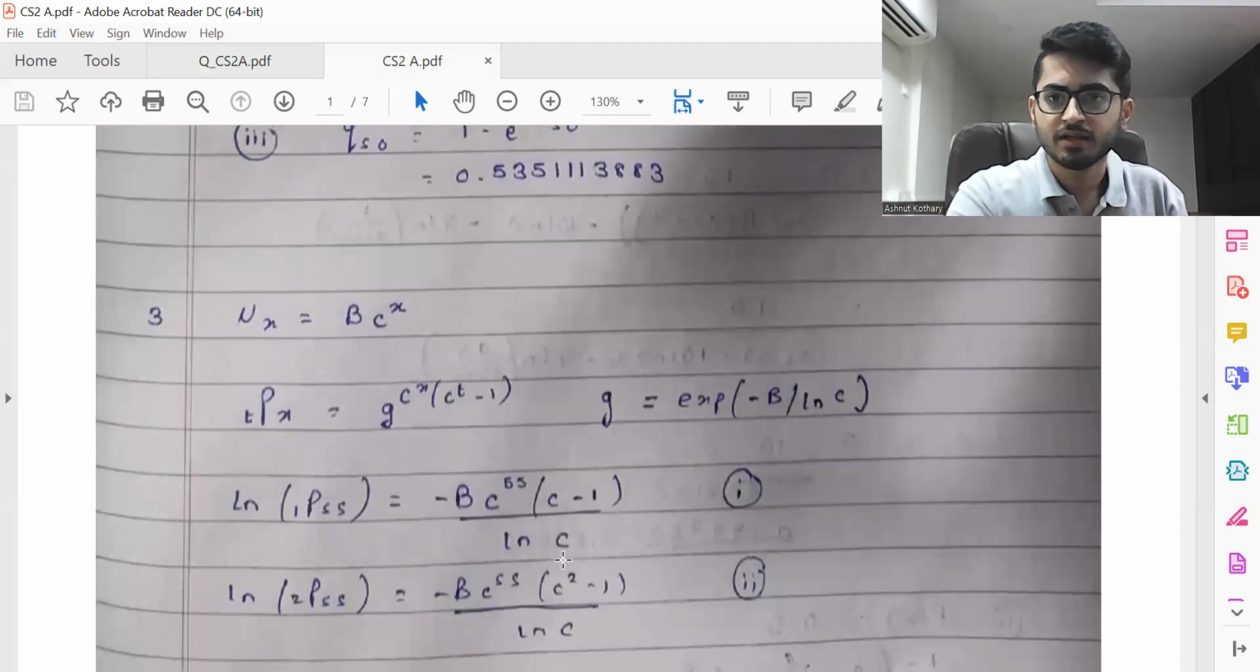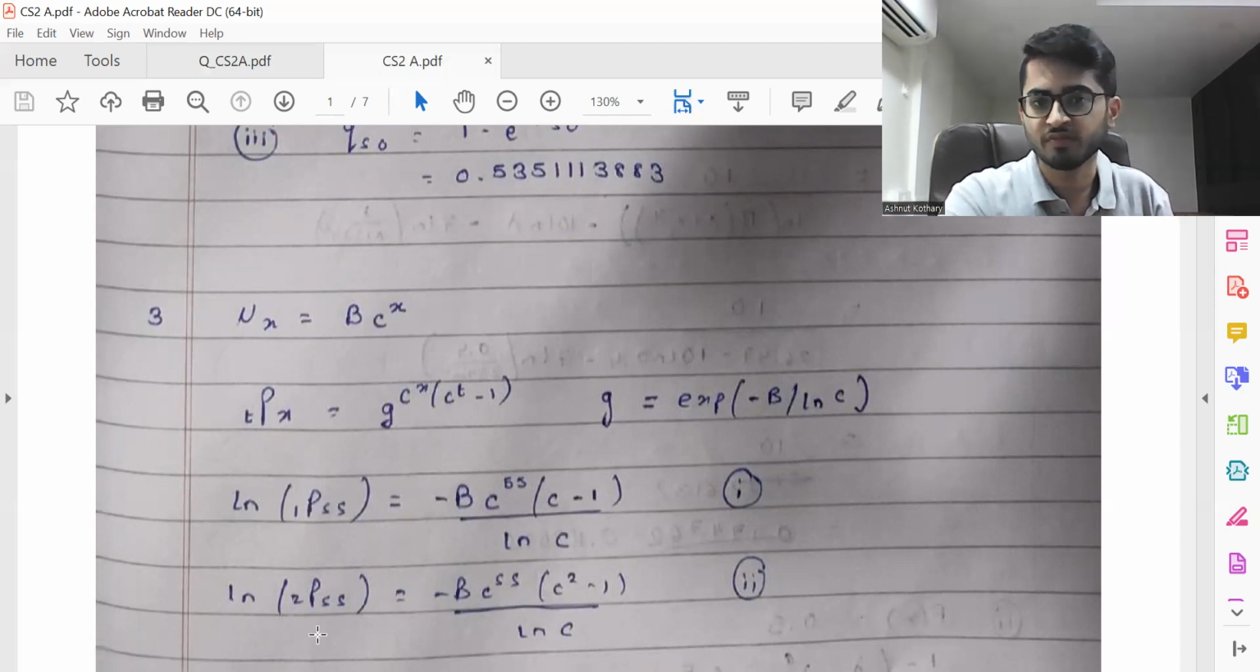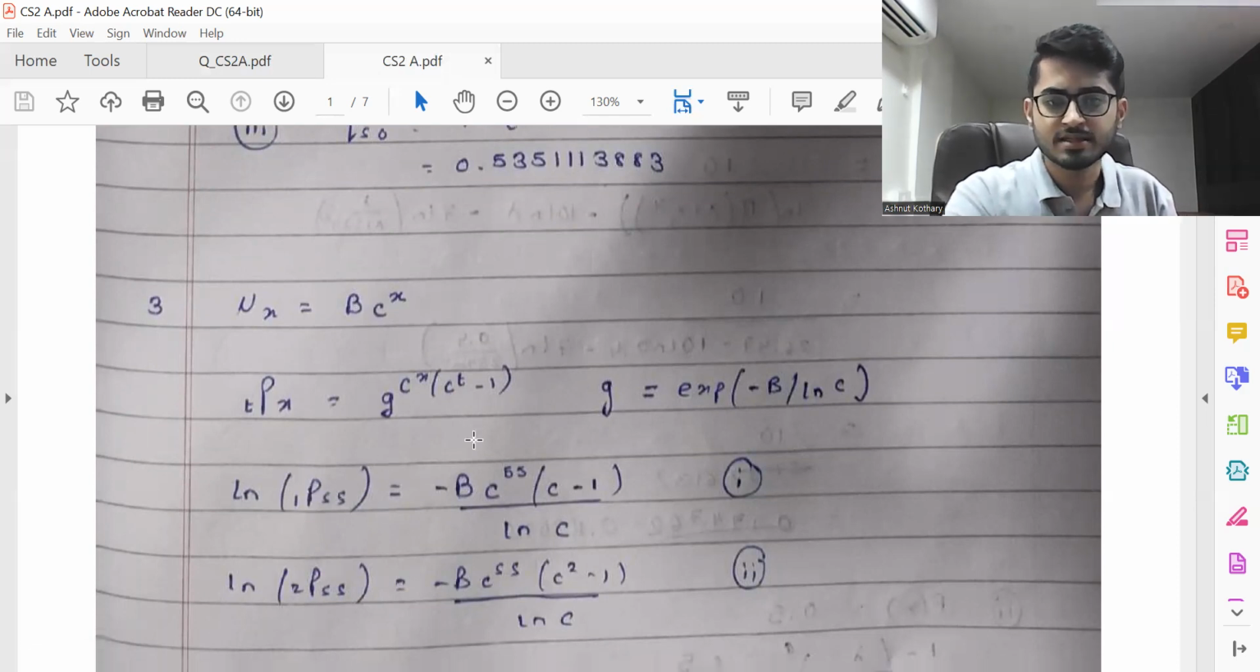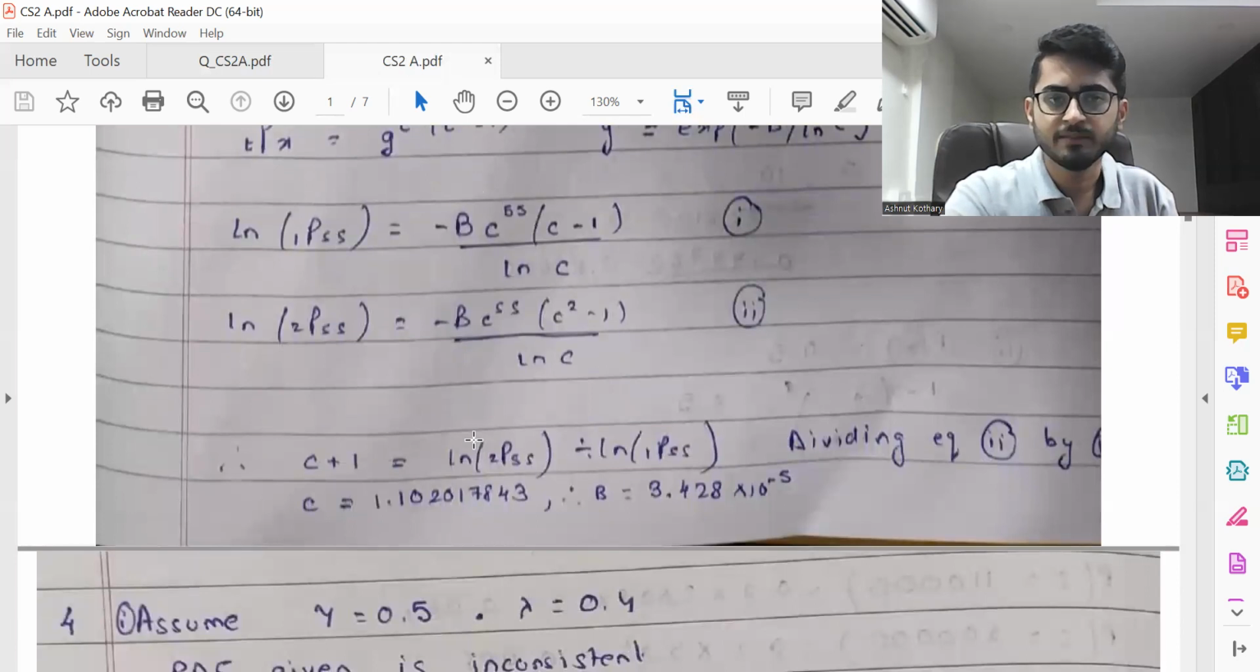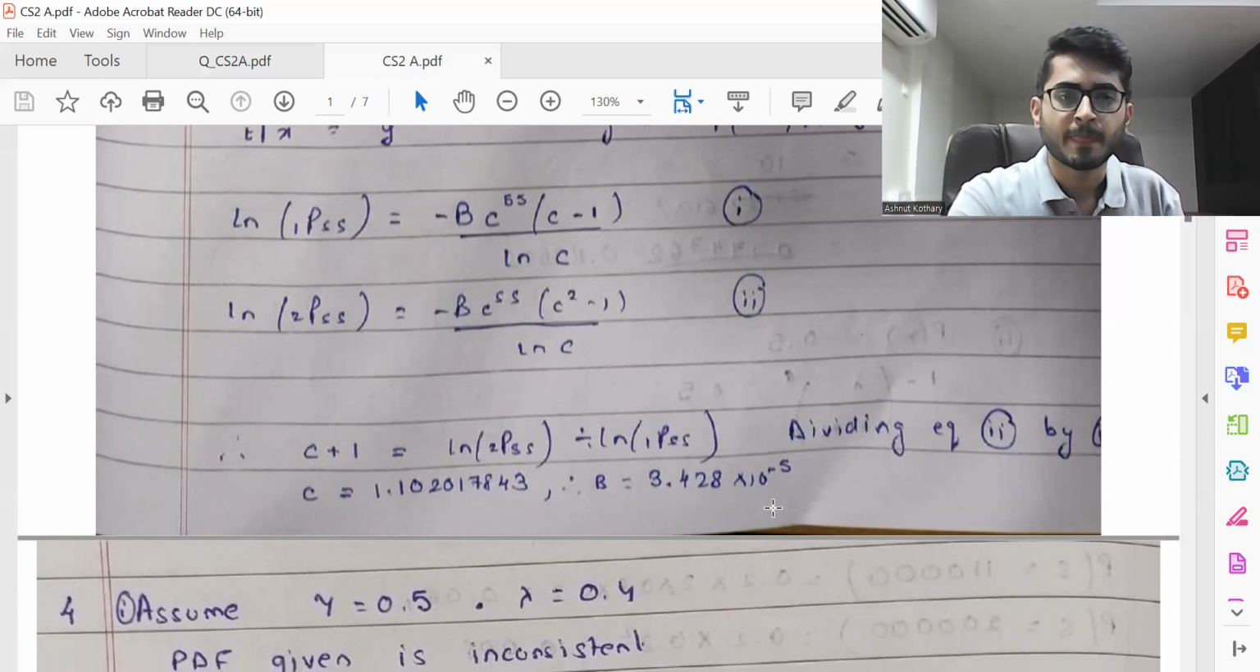Then we have question 3, again fairly straightforward, mu x is equal to B C to the power x. We have the values of 1p55 and 2p55. So I express these and, on solving them, C is coming out to be 1.1020178843 and B is coming out to be 3.428 into 10 to the power minus 5.